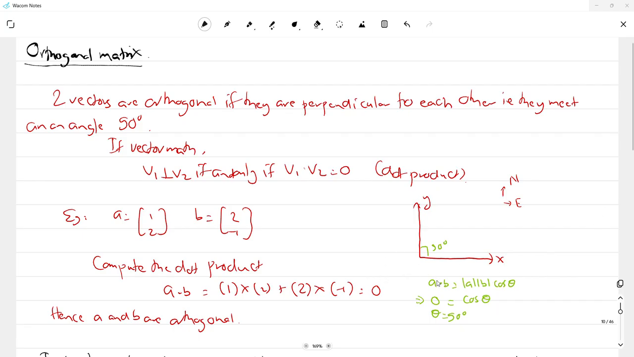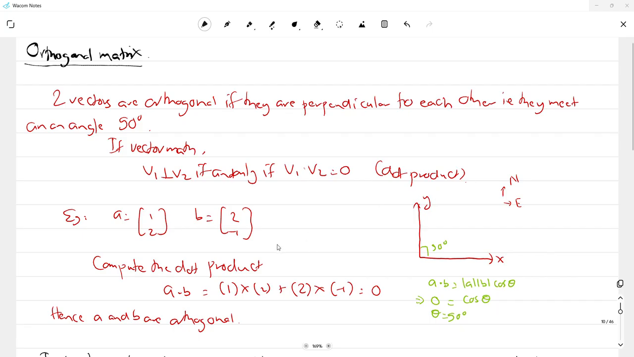The dot product formula says a dot b equals the magnitude of a multiplied by the magnitude of b times cos theta. If the dot product is 0, that means cos theta equals 0 and theta equals 90 degrees. That's why we say that orthogonality represents the perpendicular property of these two vectors.